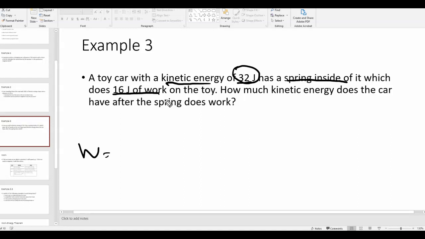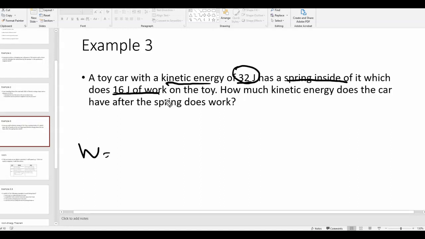Yeah, of course, because hopefully you've played with those toy cars where you wind up the spring, then you put it down and let it go, and it drives around. That's positive work being done. That's energy being added to the car. But the car already had 32 joules of energy to begin with.